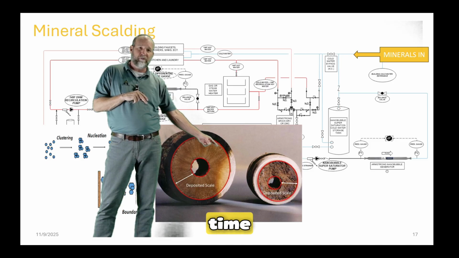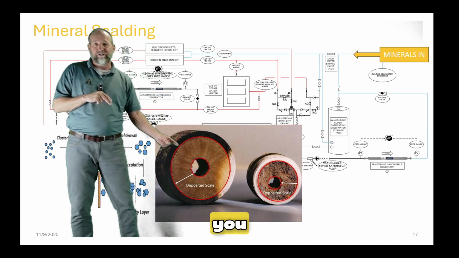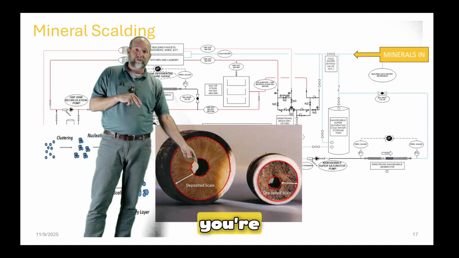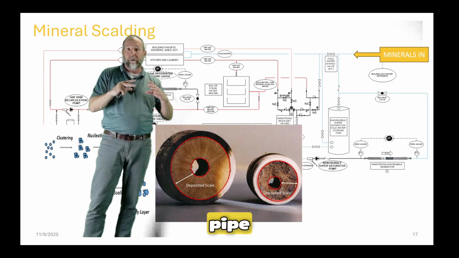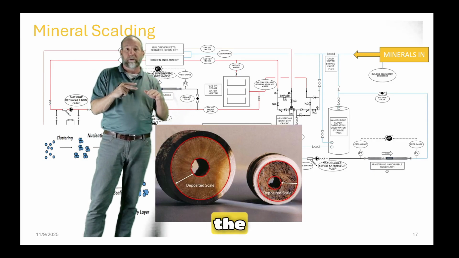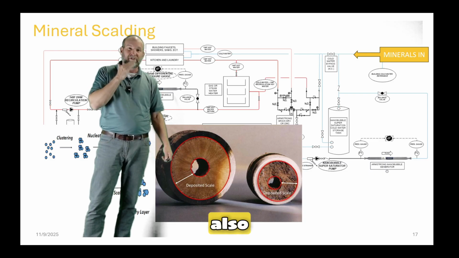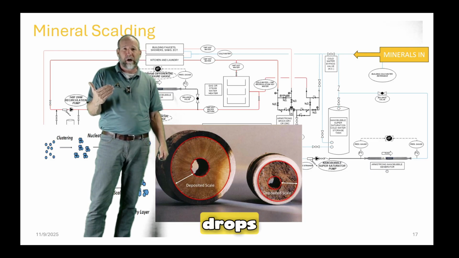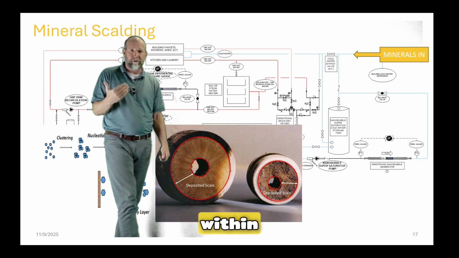And then just over time, that scale just builds out, and out. And you can imagine, as you build up more scale like this, you're increasing velocity because you're reducing the size of the pipe, which is going to increase the flow, the velocity through there. It's also going to reduce the flow rate, and it's going to cause pressure drops, and it's going to cause all kinds of problems within your pipe.